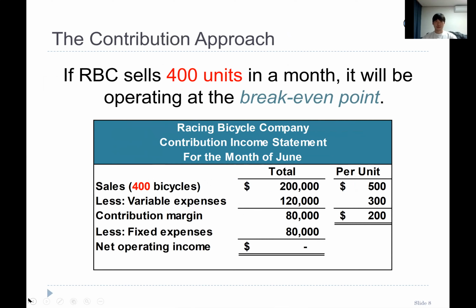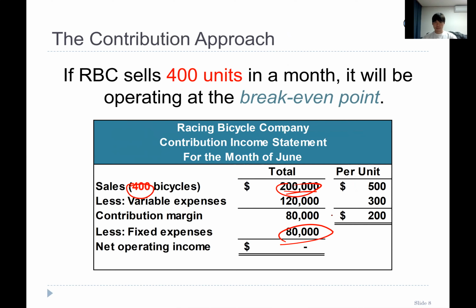No, 80,000 is the fixed expenses. Break even is always in units sold or in sales, not in fixed cost. Remember that one, because fixed cost can increase or decrease. We don't measure break even in terms of fixed cost. In terms of sales, we measure that. So we were just coming to this point.